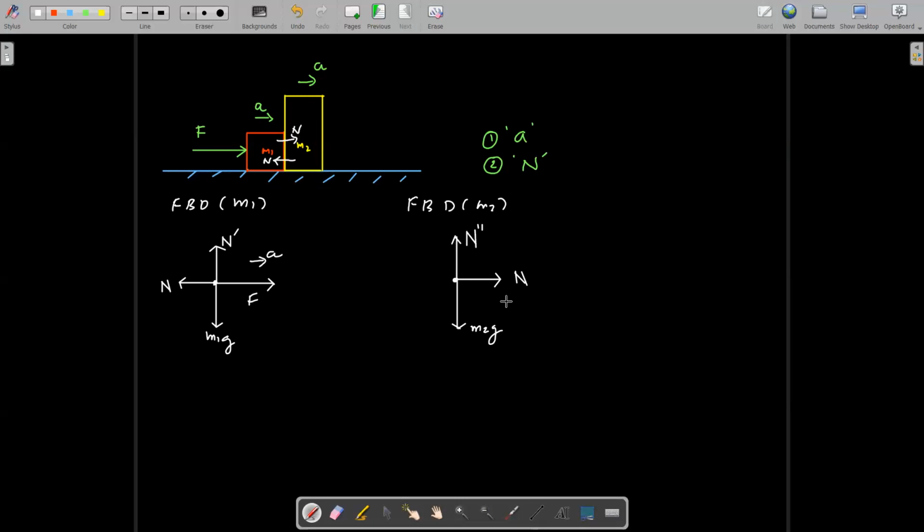Now again we'll equate the forces. When we equate, we know that n dash is equal to m1g, because there is no vertical movement for the body, right? And we have force net. The net force is equal to m into a net. Here m is m1, so m1 a net.